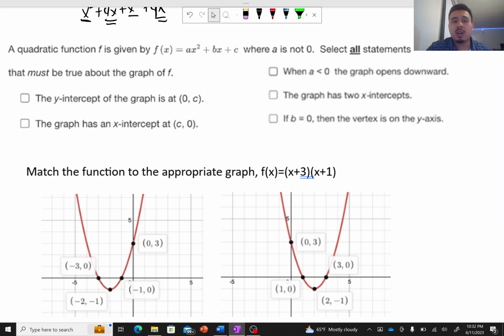But anyways, we're going to go ahead and look at problem number 5 from the study guide. This problem says a quadratic function f is given by f of x is equal to ax squared plus bx plus c, where a is not 0. Select all statements, so again, select all statements that must be true about the graph of f.